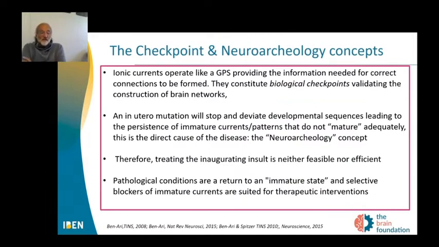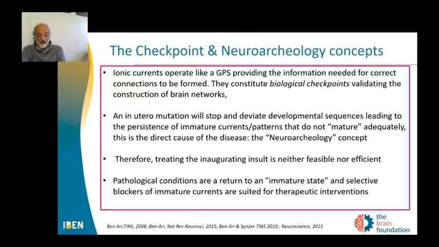So what this means is the following. What we have suggested first with Nick Spitzer in California, we have suggested that ionic currents operate like a GPS in utero, providing the information needed for correct connections to be formed. They are really sort of biological checkpoints validating the construction of brain networks. Now, a neuronal mutation will stop and deviate these sequences, leading to the persistence of immature currents or patterns in the brain. Now, it's as if the insult, mutation or else, leads to the fact that some neurons do not mature. They remain immature, and in fact, they are the direct cause of the disease, hence the term neuroarcheology.